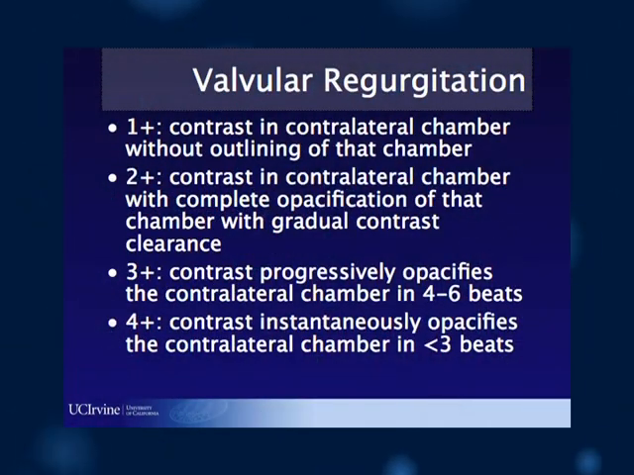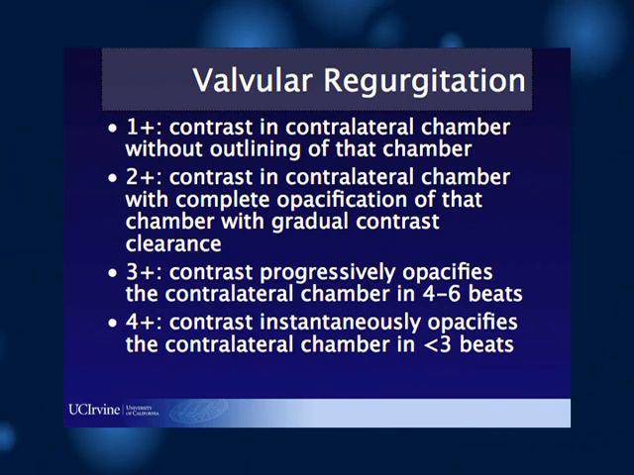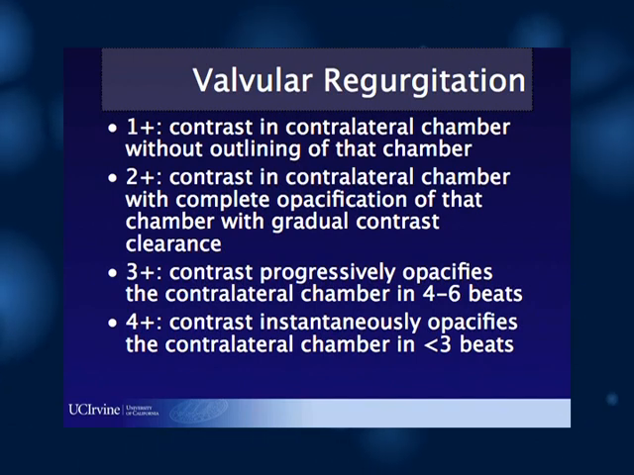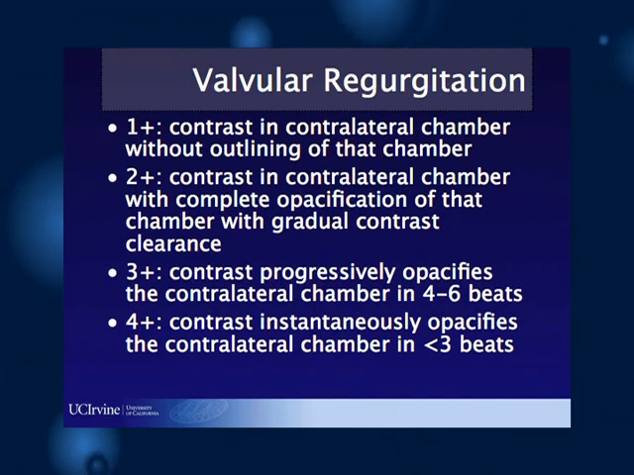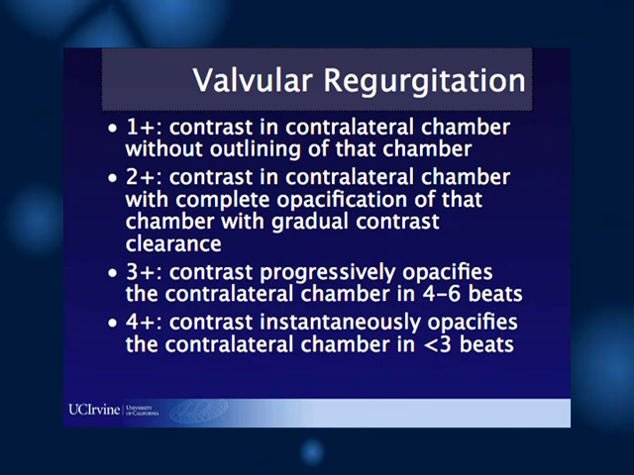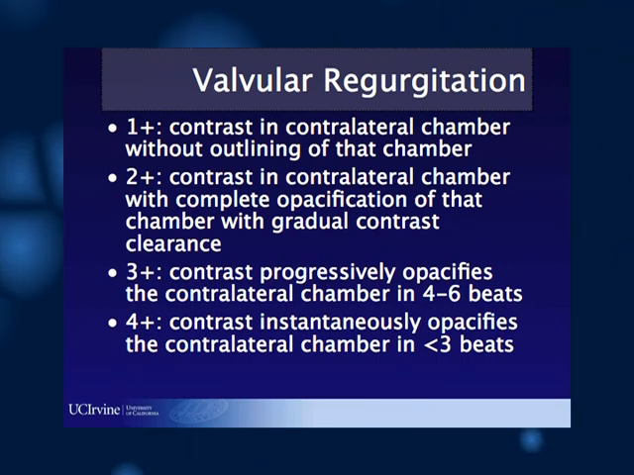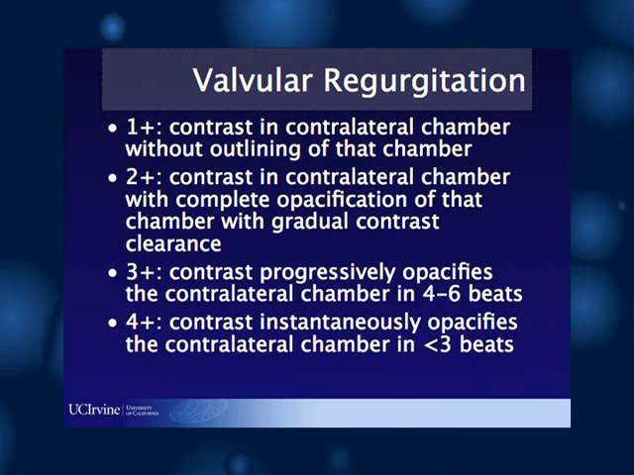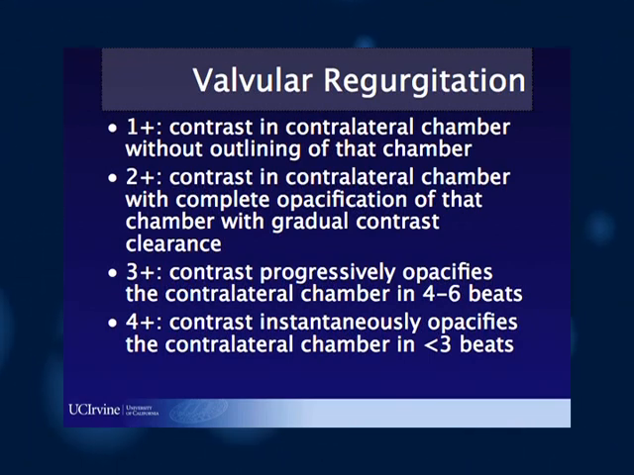Valvular regurgitation. The quantitation of valvular regurgitation by angiography is semi-quantitative. It comes in 4 grades. These grades are described as contrast filling the chamber to different degrees, from 1+ to 4+. 1+ is a small amount of contrast in the chamber without outlining the chamber or persisting. 4+ is contrast filling the chamber to an equal density of the ejecting chamber and persisting for 1 to 2 beats after ejection. Here's an example of regurgitation.